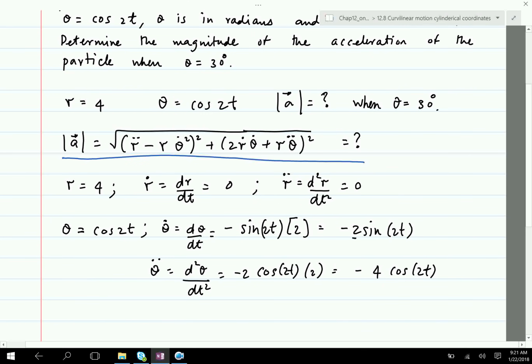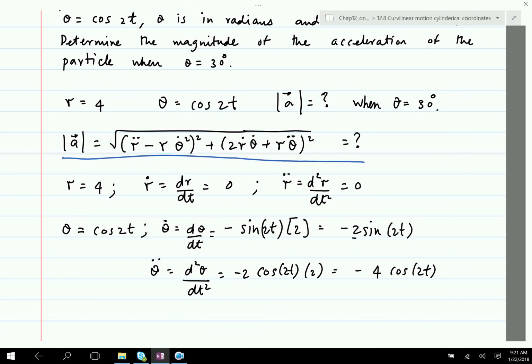Okay, so we are after this expression here. We have evaluated our r dot and r double dot, as well as theta dot and theta double dot, right? However, we have a numerical value for r. We do not have a numerical value for theta. We only know an expression for theta as a function of time. We need to find numerical values for theta and its derivatives. So we can only find the numerical value if we know what t is. But we are not given t.